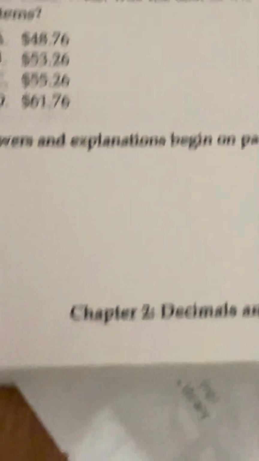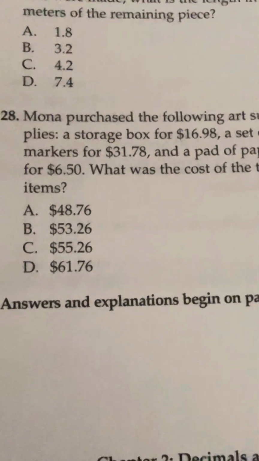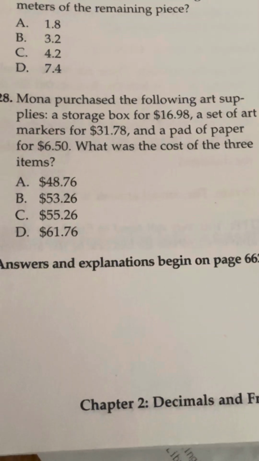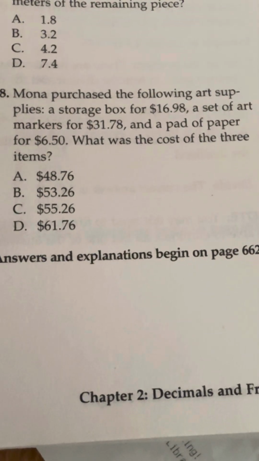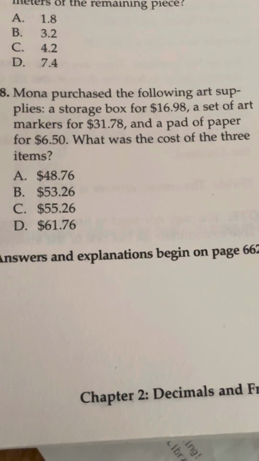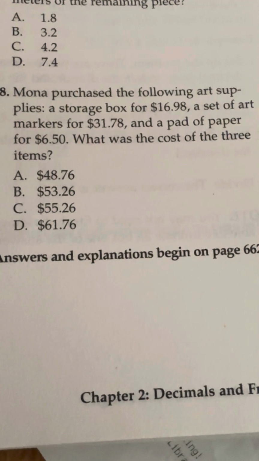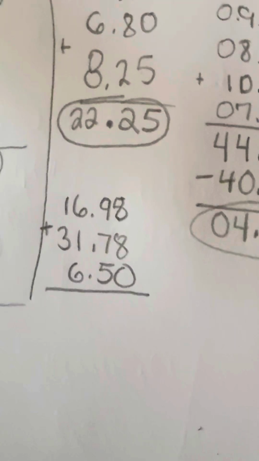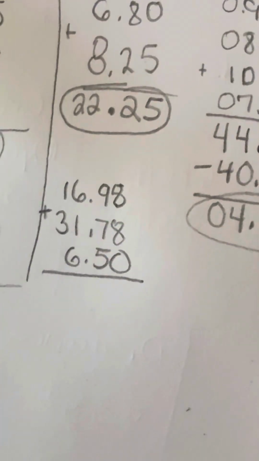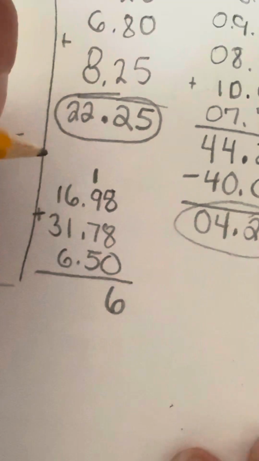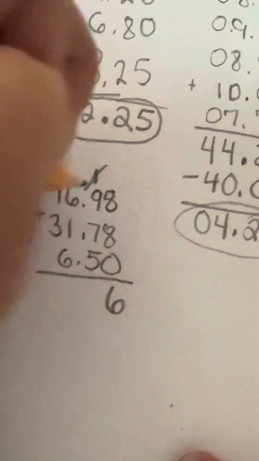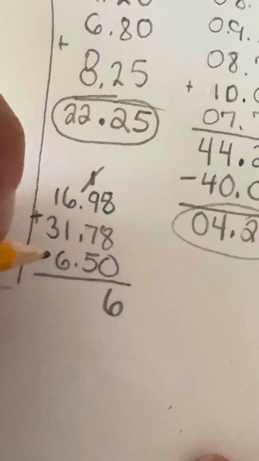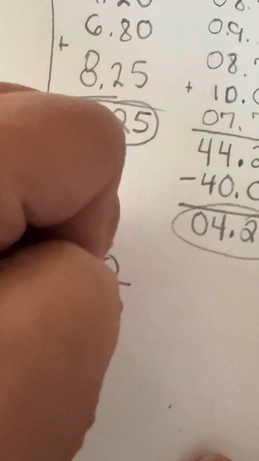And my last question here is Mona is purchasing the following art supplies. As you can see, $16.98, $31.78, and $6.50. What was the cost of all 3 items? We're adding them all together, so you can see them all right here. So we're going to add 8 and 8 is 16. Carry that 1. 9 and 1 is 10. This is 17. Added to 5 is going to be 22.